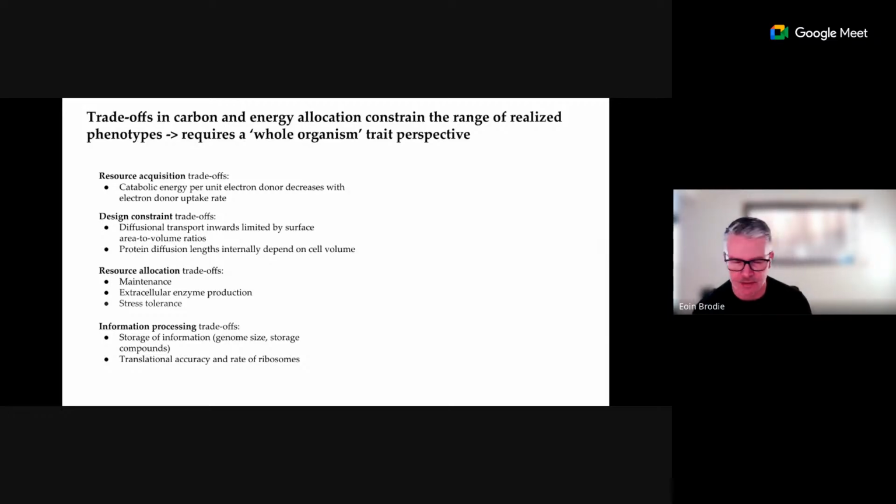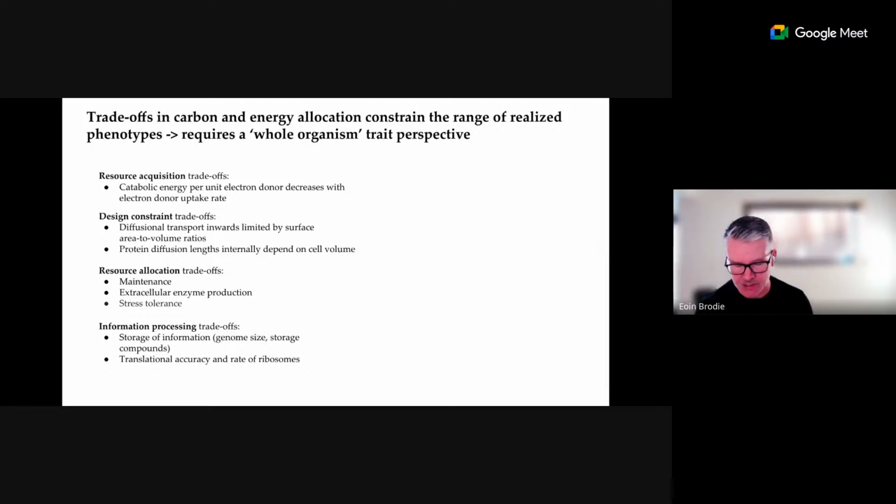Within the cell, then, the cell needs to make, let's call them decisions, but these are allocation optimizations. The cell has to maintain itself, so it has to allocate a certain amount of its energy and resources to fixing and building itself over time, or replacing parts over time. Depending on the resource availability, the cell may need to make extracellular enzymes, build proteins, and export them out of the cell. So that's a loss term, but with a gain function that's realized under certain situations.